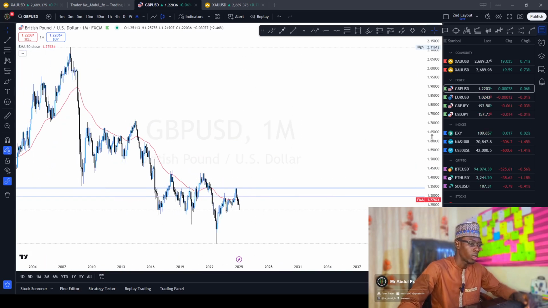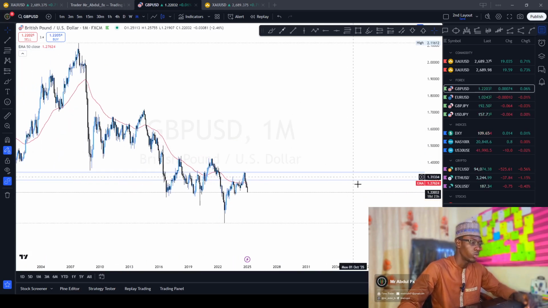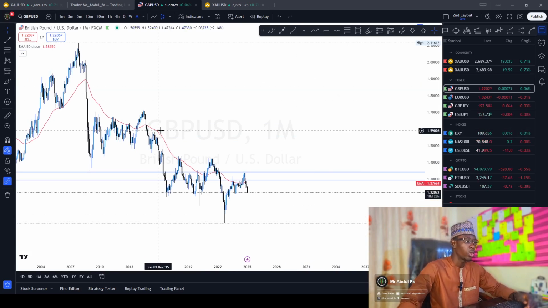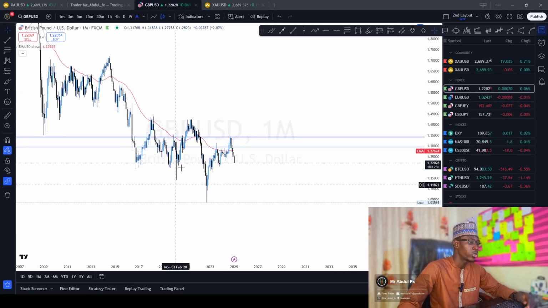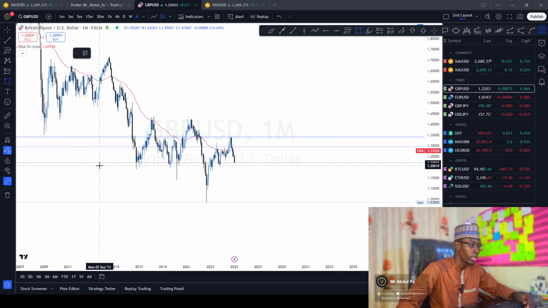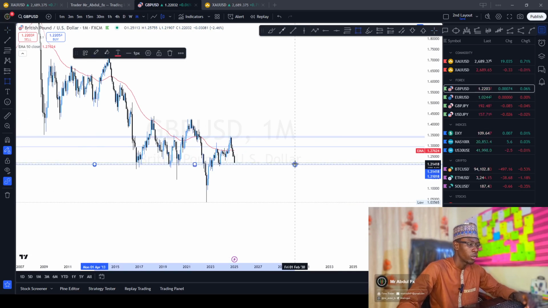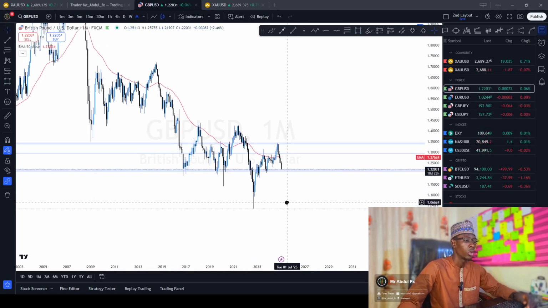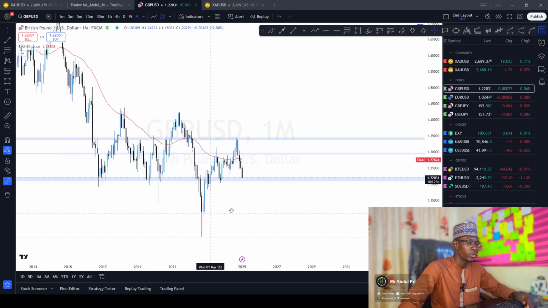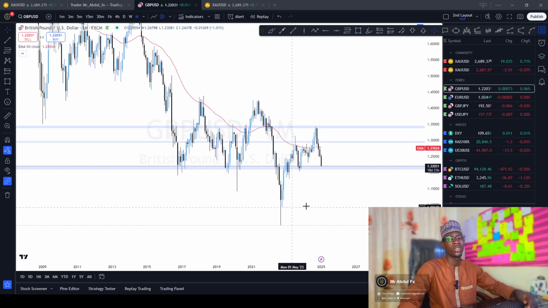If you pay close attention to this monthly time frame, you are going to see that we are at some kind of support level. This is a very strong key level, and there is this key level also on the weekly time frame, which makes it stronger.